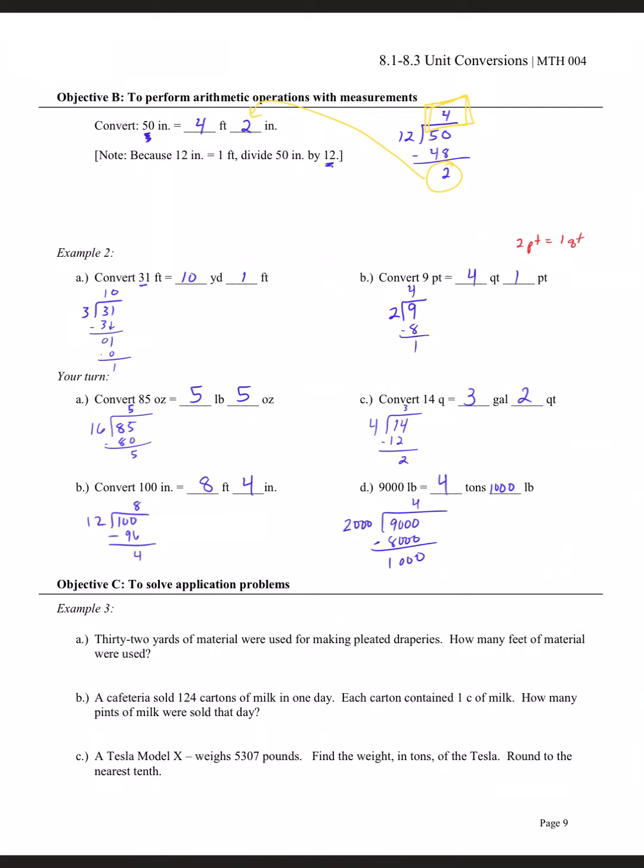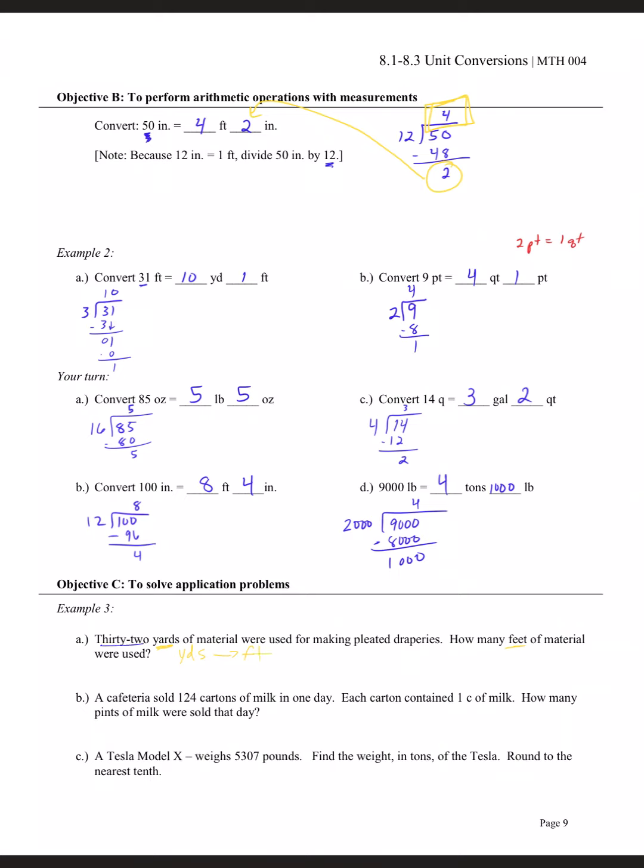Okay, objective C is just doing the same thing we were doing on the first page, but now we are looking at application problems. So I'll do letter A with you, and then I'll let you try B and C. A, 32 yards of material were used for making pleated draperies. How many feet of material were used? So first thing you always want to identify is what is the conversion you have to look at. We have to take yards and convert it to feet. That's what we're looking at.